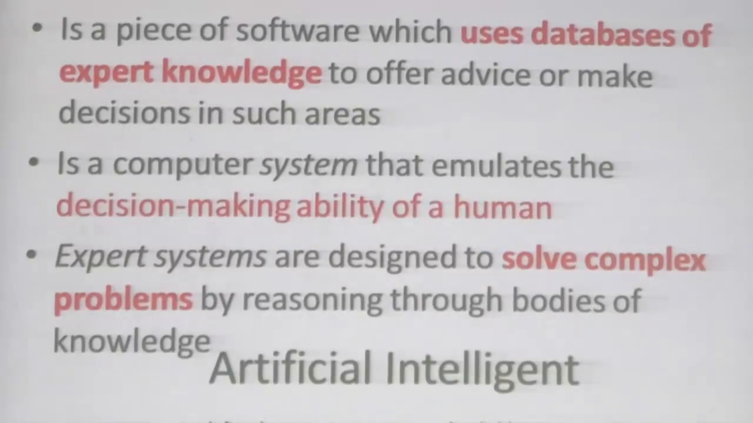What is an expert system? It is a piece of software which uses a database of expert knowledge to offer advice or make decisions in such areas. I am reading this and also lecturing on it, right. It is a computer system that emulates the decision making ability of a human. Expert systems are designed to solve complex problems by reasoning through bodies of knowledge.